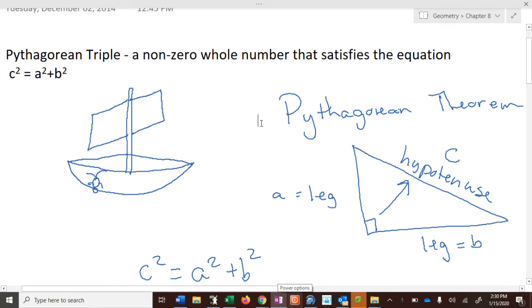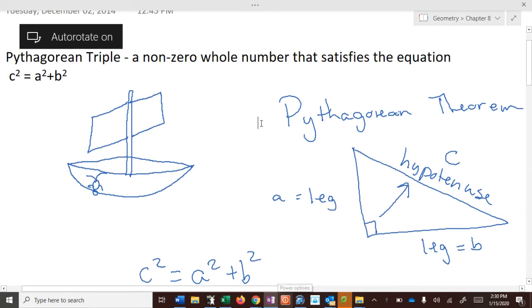Okay, here we go. Pythagorean triple. A Pythagorean triple is a set of non-zero whole numbers that satisfies the equation c squared equals a squared plus b squared.